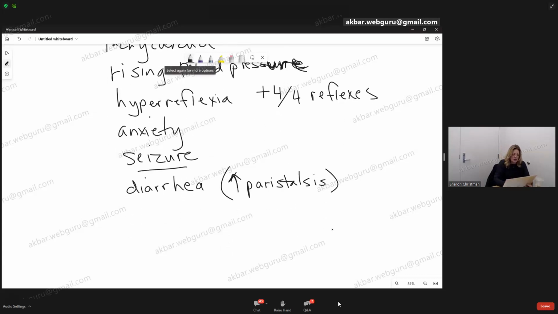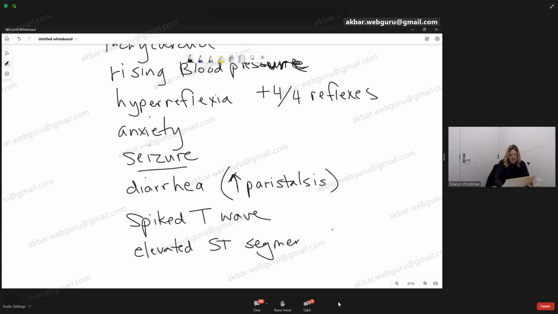Let's see here. How about spiked T wave? How about elevated ST segment? So you don't even have to know what a spiked T wave is. You just got to know it's an up symptom. You don't have to know what an elevated ST segment is. You just got to know, well, that's up. Okay. So these are examples of up symptoms, and you have to be able to recognize them. It's not an exhaustive list, but as the pH goes, so goes my patient, except for potassium. So if the pH is going up, you're watching for up symptoms except low potassium.